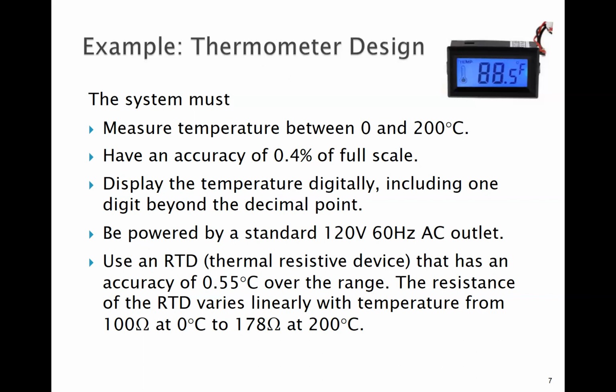Must use an RTD thermal resistive device that has an accuracy of 0.55 degrees Celsius over the range, so 0 to 200 degrees Celsius. The resistance of the RTD varies linearly with temperature from 100 ohm to 178 ohm within the range of 0 to 200 degrees Celsius. So when the temperature increases, the voltage should increase linearly.